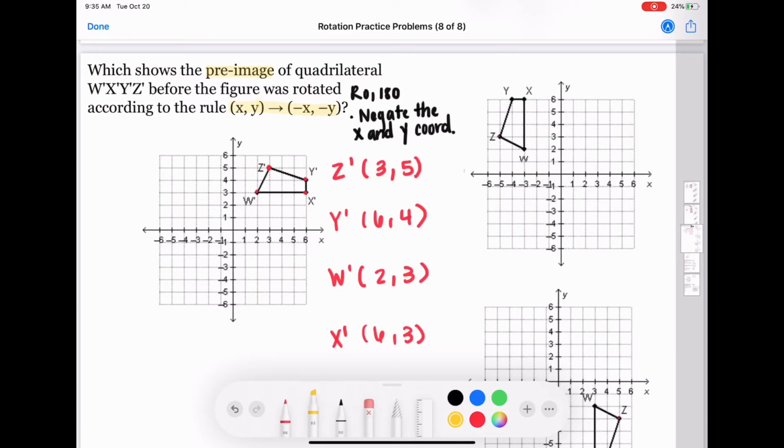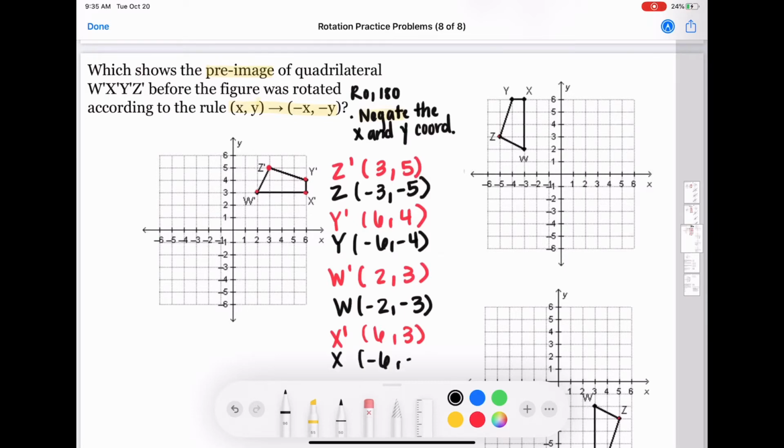Well, the opposite and the reversal of a negation is also a negation. So our pre-image coordinates would be Z is located at -3, -5. Y is located at -6, -4. W is located at -2, -3, and X is located at -6 and -3. Well, now that we've done that, we want to go ahead and look at these different images and see which of these represents our pre-image located at these coordinates.